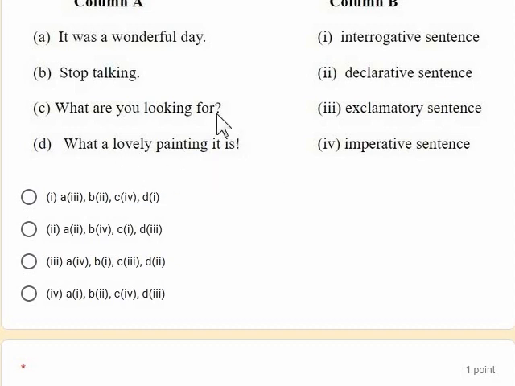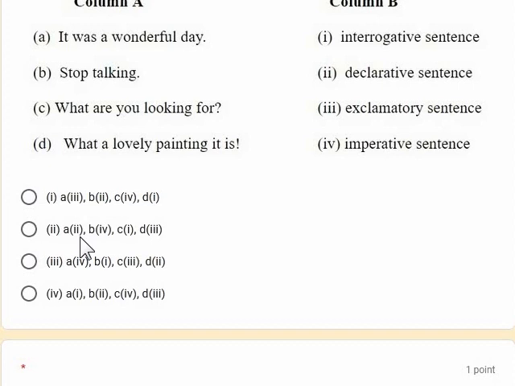So let's see. Number 1. It was a wonderful day. As you can see, there is a full stop and it is a statement. Whenever there is a full stop and a sentence declares a fact or states something, it is called a declarative sentence. So here A would be number 2. Let's find out where A is number 2. Option number 2 has it.